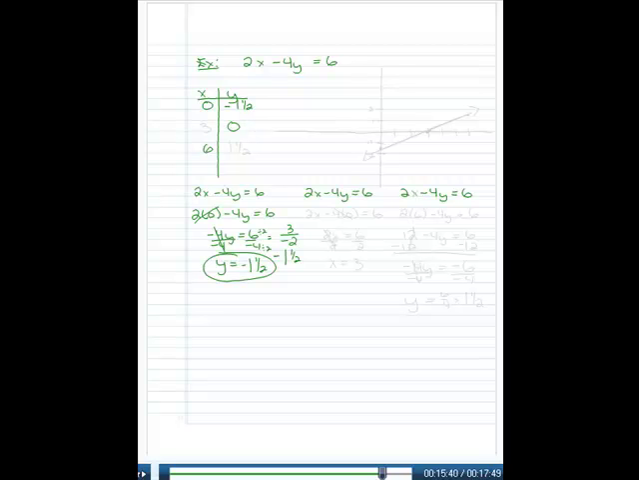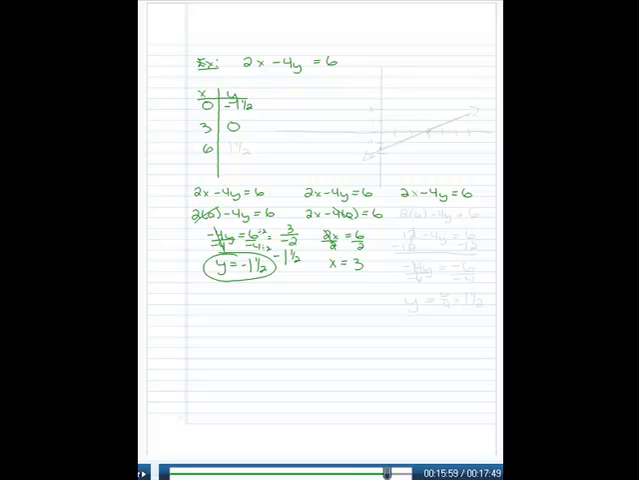Let's do it again, but this time we're going to make y 0. So I get 2x minus 4 times 0 equals 6. That cancels. I'm left with 2x equals 6. To get x by itself, you have to divide by 2. To get x equals 3. So when y is 0, x is 3.